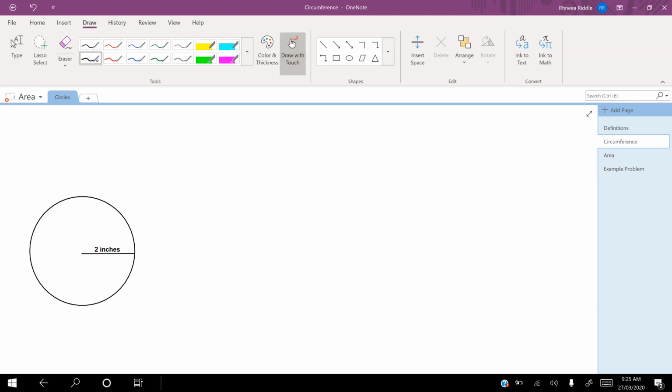Sometimes when you get to problems in finding circumference, they're only going to give you the radius. And like I said before, our circumference formula is pi times diameter. We're going to have to remember that the radius is diameter divided by 2. So to get the diameter by itself, we're going to multiply both sides by 2. The 2's on this side are going to cross out, and it's going to leave us with 2r equals d.